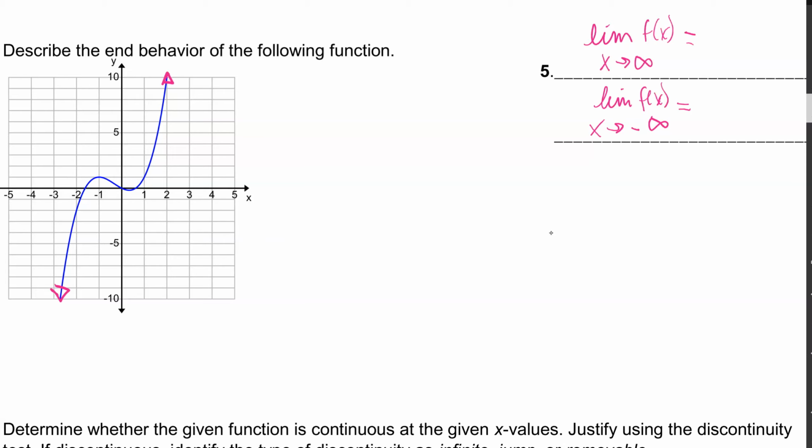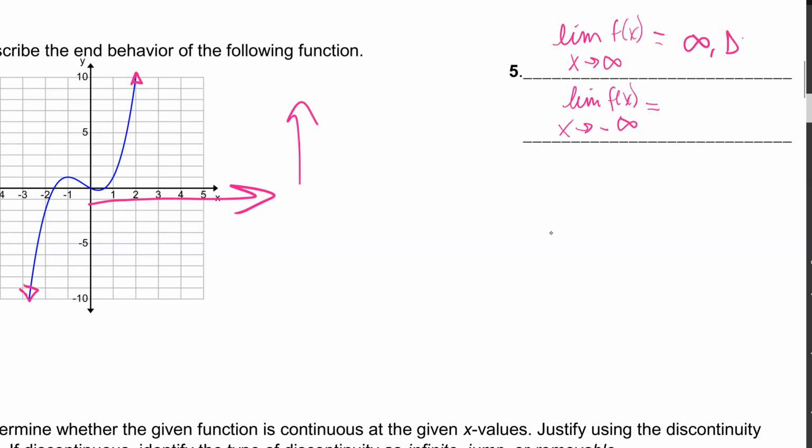Okay, let's talk about the end behavior. So as x is going to the right, what's happening to my y? Wow, it's going up. All right, so it's going to infinity, comma, does not exist. Try out the second part. As x is going to the left towards negative infinity, what's happening to my y? Also going to negative infinity, comma, does not exist. So you have to specify, you have to have both. If you only have one part of it, you only get part of your points.